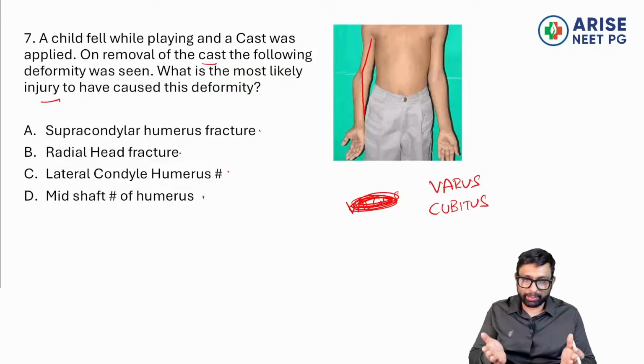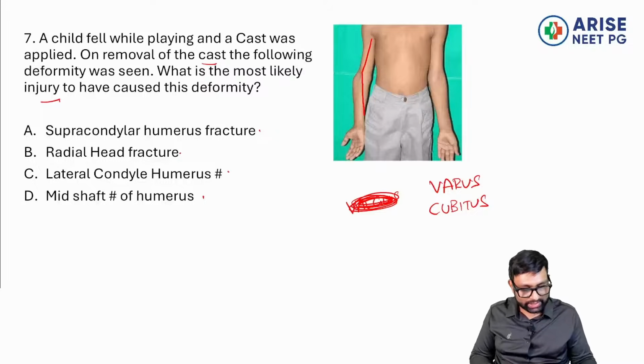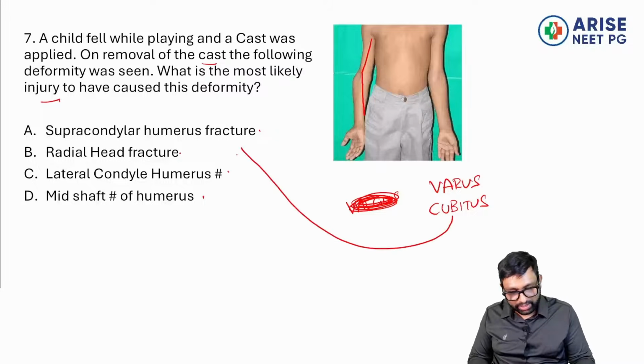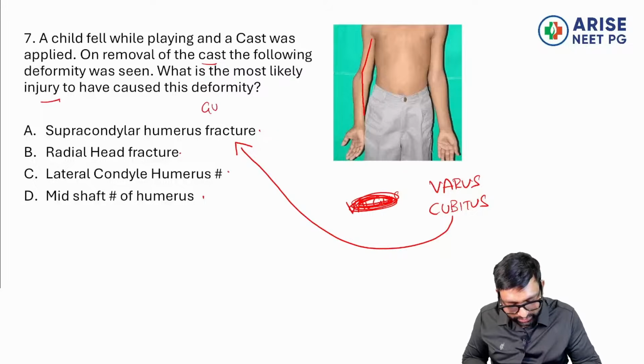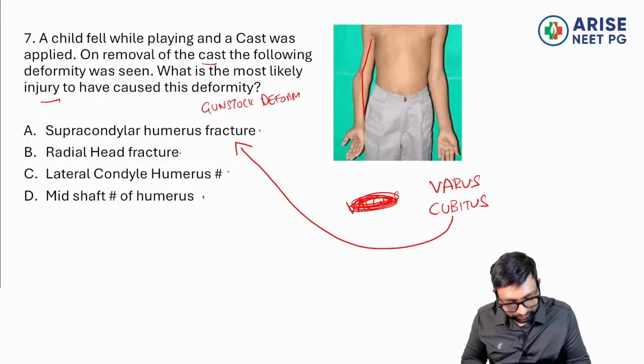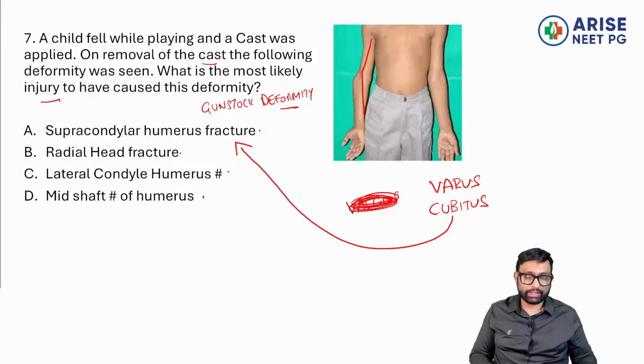So these are four important deformities to remember. Remember this: valgus goes away, varus comes inward. Here the limb is coming inwards, so it is called varus deformity, and this kind of cubitus varus is commonly seen in supracondylar humerus fracture. And what is this called? It is called gun stock deformity.